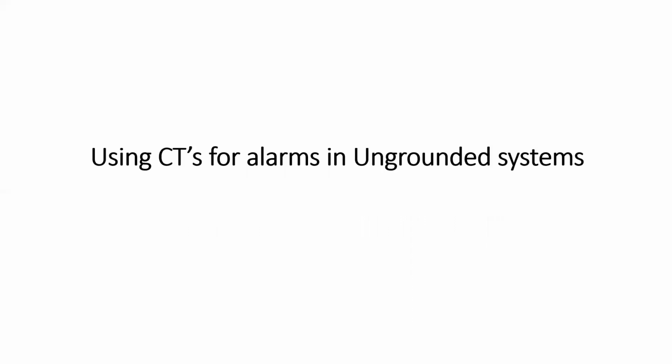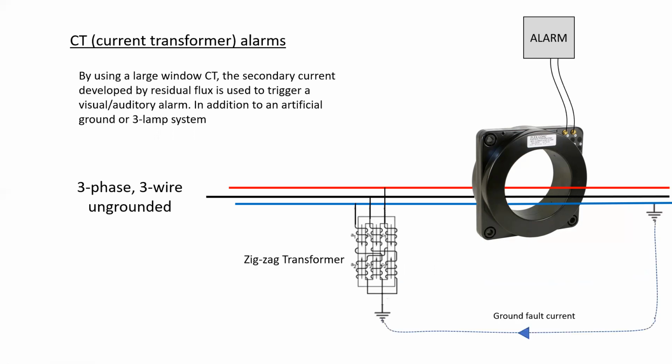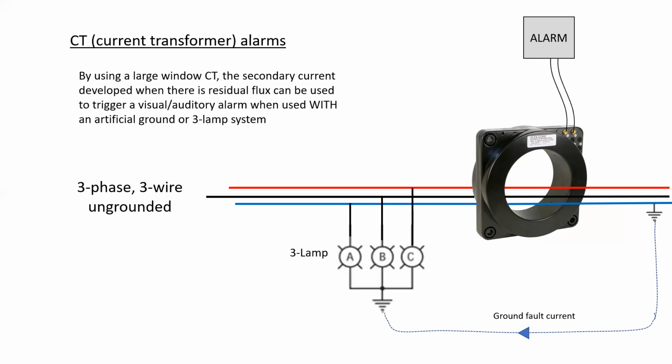And so to our rescue comes the use of a CT. By using a large window CT, the secondary current developed by residual flux, as in when there is unbalanced current or current flowing that is not going through the window of the CT, will trigger a visual or auditory alarm like this. We can use this in addition to an artificial ground or in addition to a three-lamp system. So commonly you'd see something like this or something like this.